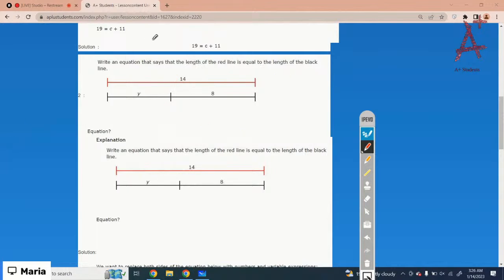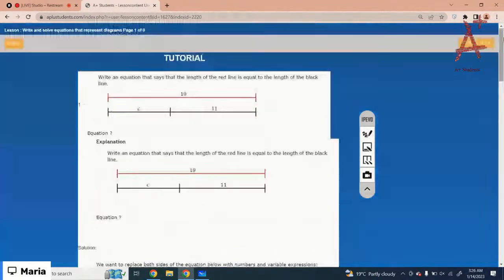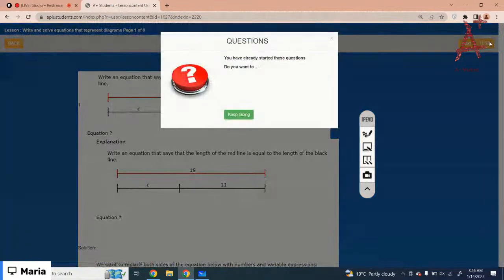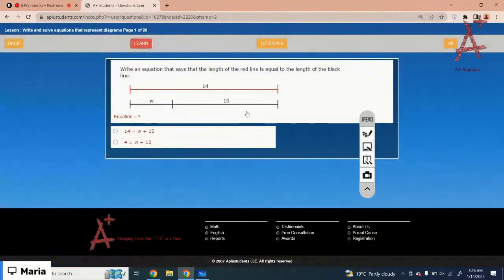Okay, let's just start with the practice questions. Okay, let's start with the first example.